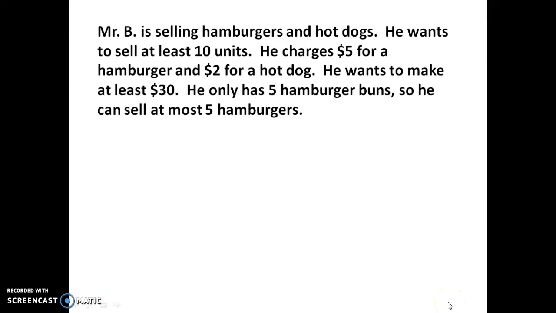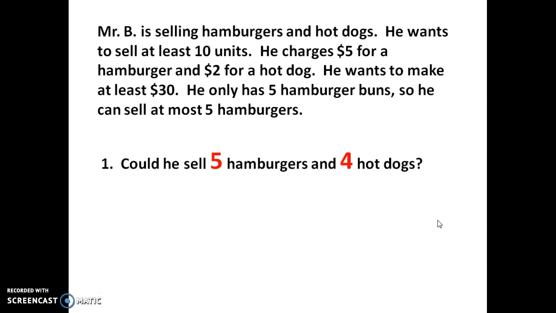So let's look at a problem that could actually happen in real life. Mr. B is selling hamburgers and hot dogs. He wants to sell at least 10 units. That means 10 or more units. He charges $5 for a hamburger and $2 for a hot dog. He wants to make at least $30. That's $30 or more. He only has 5 hamburger buns, so he can sell at most 5 hamburgers.